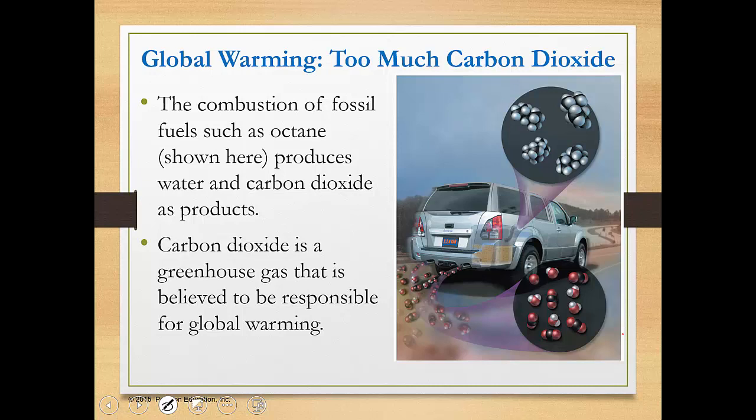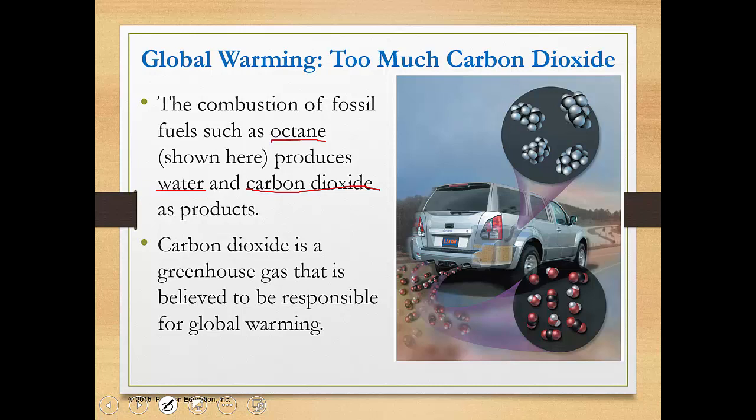So, for example, when you combust fossil fuel, such as octane, that is what makes up gasoline, or the majority, it's not the only thing in gasoline, but it's sort of our standard molecule for gasoline. When we combust that, we looked at combustion reactions, and we said that combustion reactions, if they're efficient, produce water and carbon dioxide as their two products. Those are the only two products of a combustion.